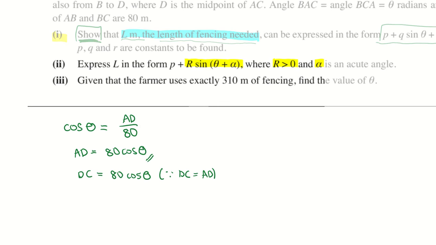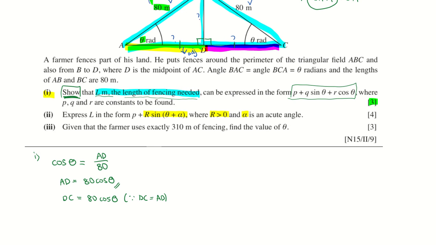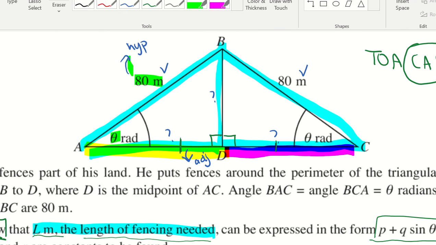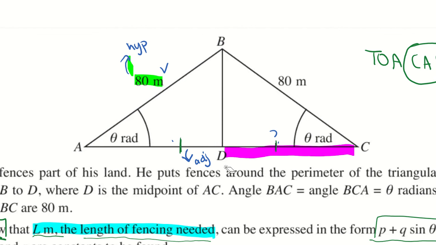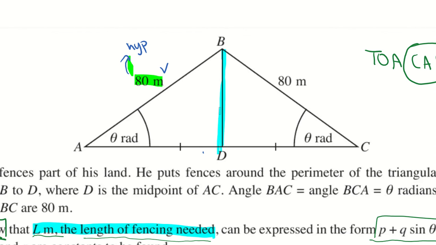Almost done, because I left 1 more length, the middle one, BD. Now for the middle one BD, I don't know the length. So let me erase everything and start again. Now I focus on BD. Again, BD is in a right angle triangle. I have theta, I also have 80.